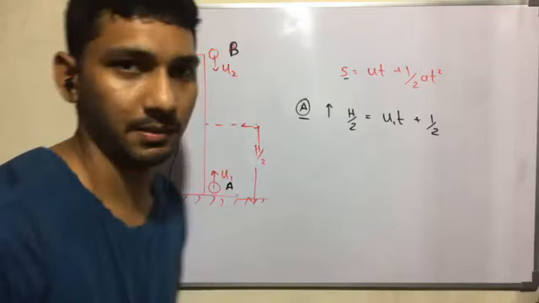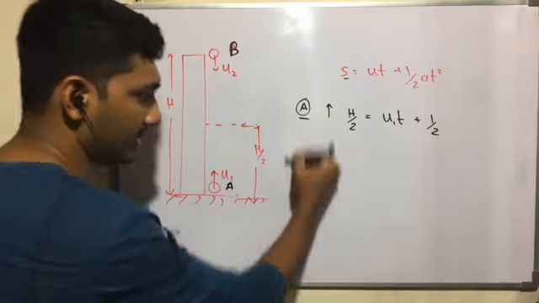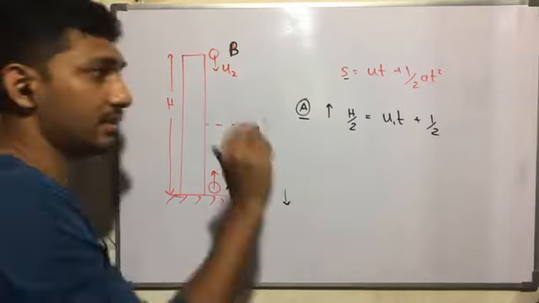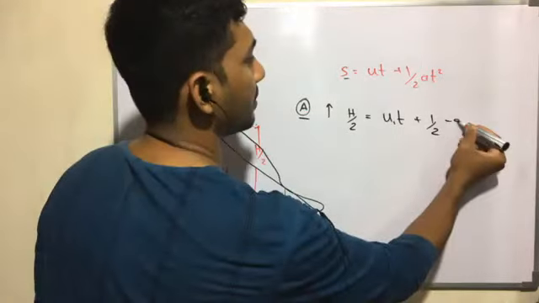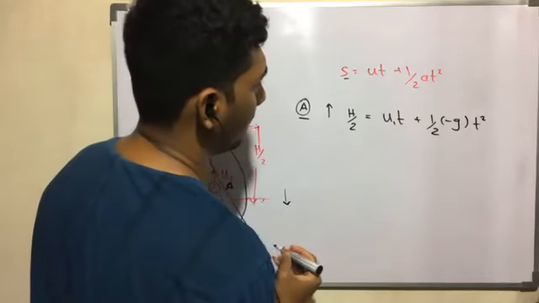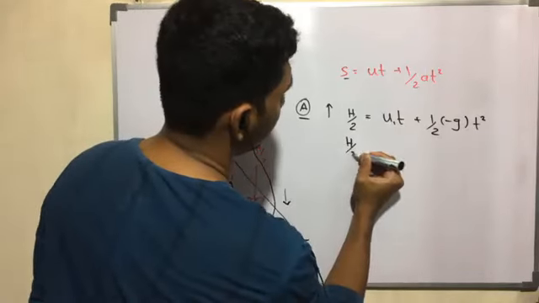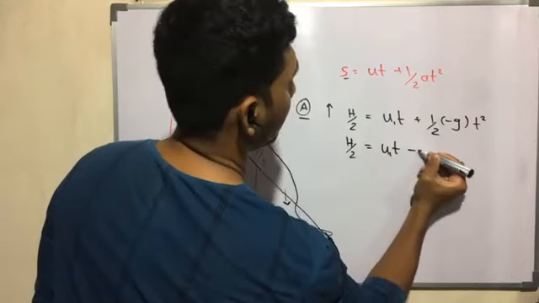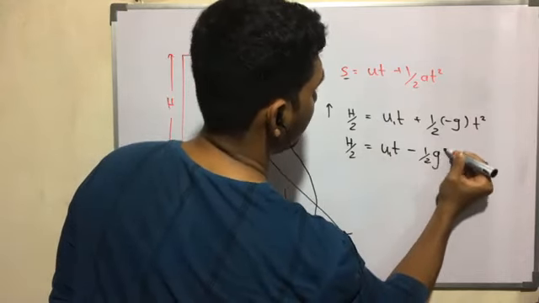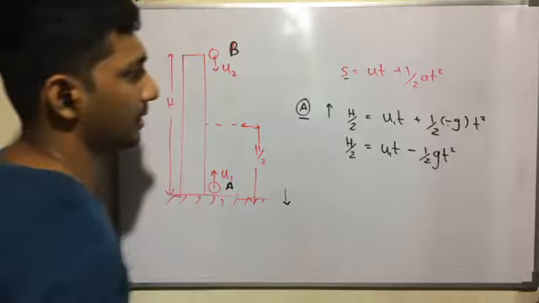Minus g, right? Minus g, because A is always in this direction. Upward it is deceleration, so it's always minus g into t square. So finally you get this u1t minus half gt square, taking this minus before it.